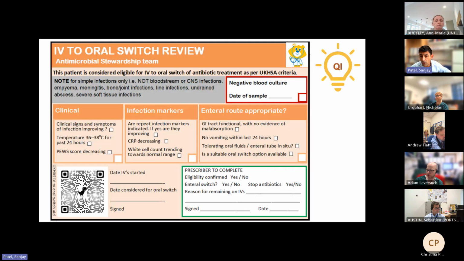And this is a QI project done by colleagues up north, our colleagues from Sheffield. It's a bit like the thing we were talking about, write an indication down. This is an IV to oral switch review where, if a pharmacist has used that UKHSA tool, they put that in and say, yes, I think that this child meets the eligibility criteria. Are you happy? And if they're not happy, they need to justify why they're not happy and need to start.